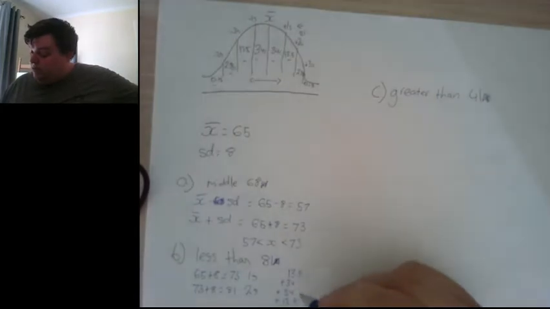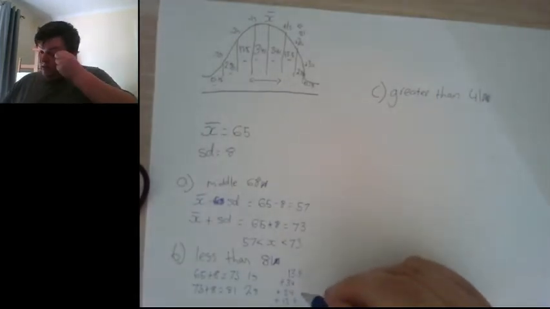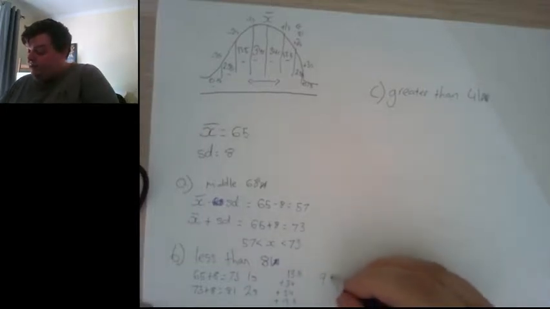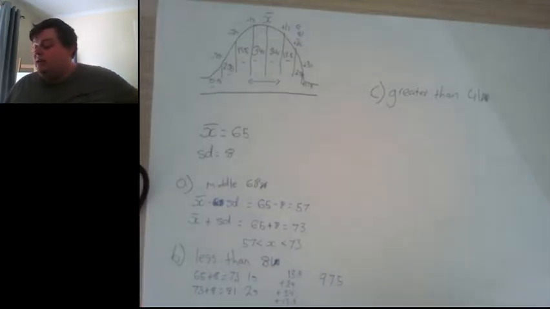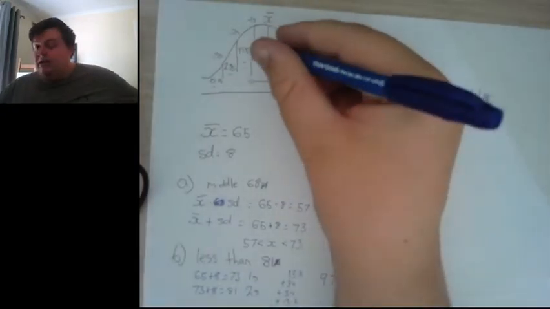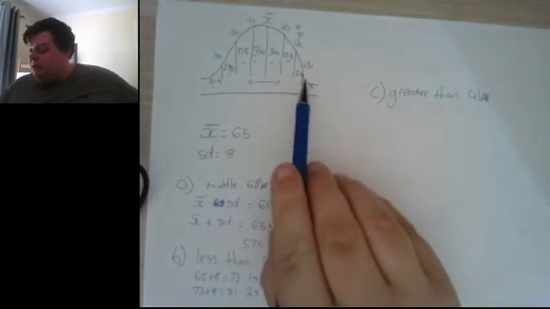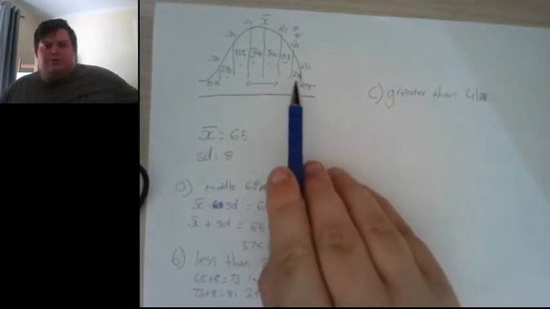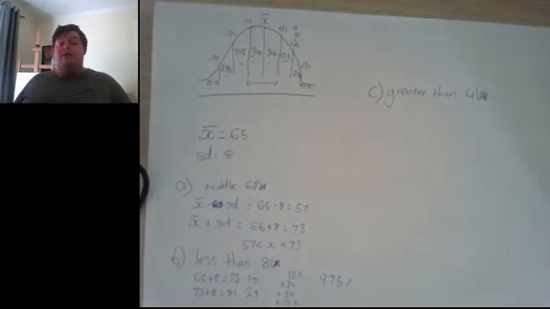I'm just going to do it quickly. That's 68, 95, 97, 97.5. Right, so I can say that 97.5% of the data is less than 81. And that makes sense as well. When you look here, above it I've got 2.35 plus 0.15 is 2.5. So the other 2.5% of the data is above it. So I think that makes a lot of sense.